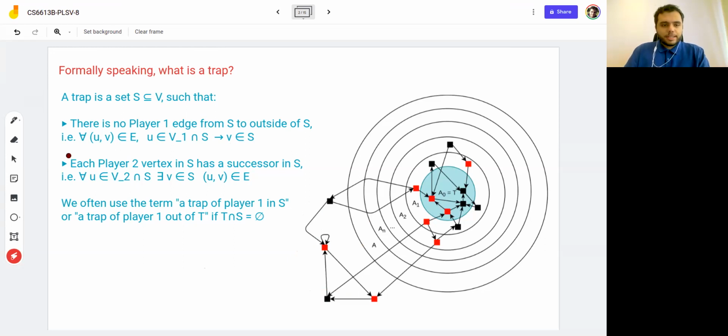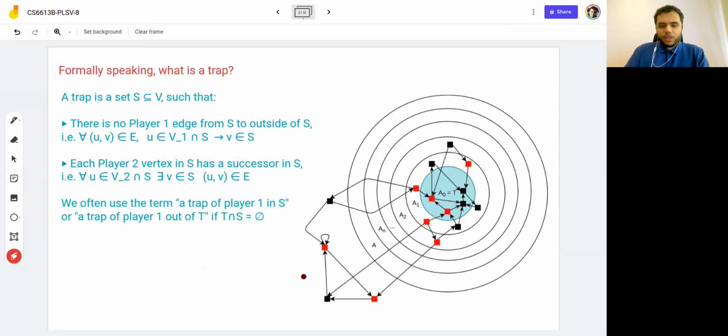The second property of a trap is that every player two vertex in S has a successor in S. So basically player two can also force us to remain inside the trap. We usually call this a trap of player one in S. Player one is trapped in S, he cannot go out, and the other player always has a choice that allows him to keep us in S.